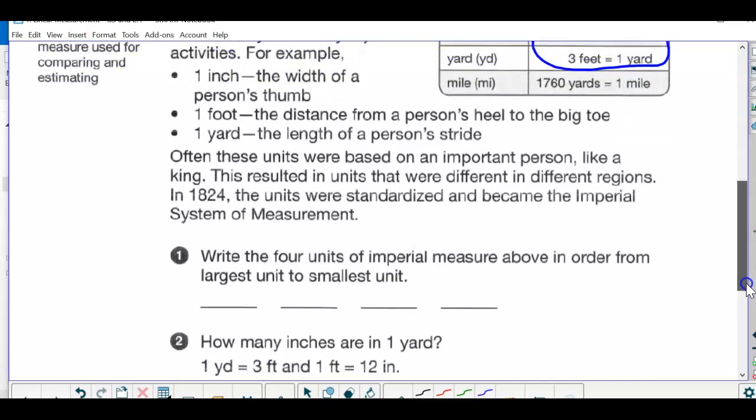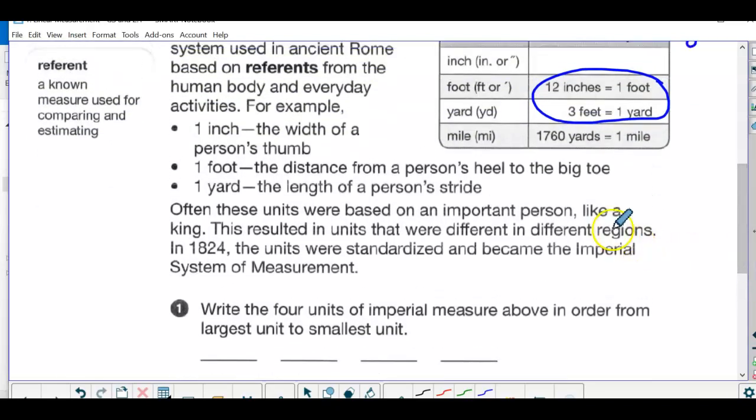Okay, so write the 4 units of imperial measure above in order from largest to smallest. So inch is the smallest, and then foot, then yard, and then mile. They're in a chart, so they're in order. Take a look at the abbreviation.